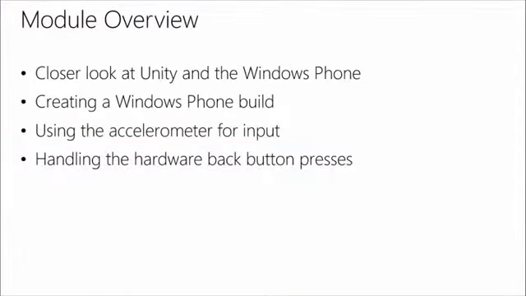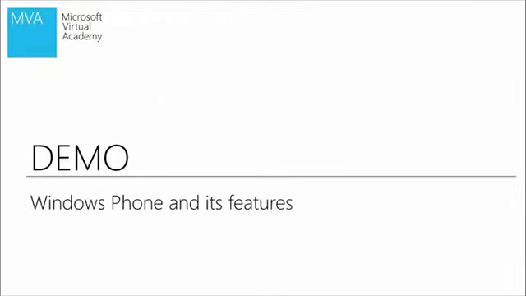So for the overview for this module, we're going to be taking a closer look at Unity and Windows Phone. We're going to take a look at actually building our Windows Phone build. We'll talk a little bit about using the accelerometer for input. And finally, we'll finish up with looking at how to handle the hardware back button presses, which is a requirement to pass certification.